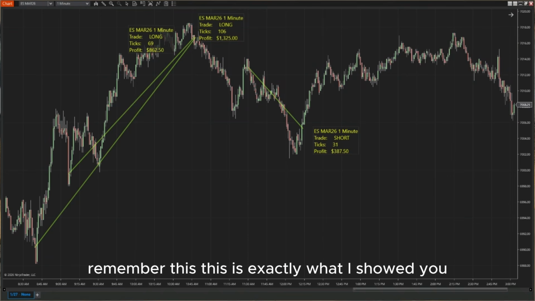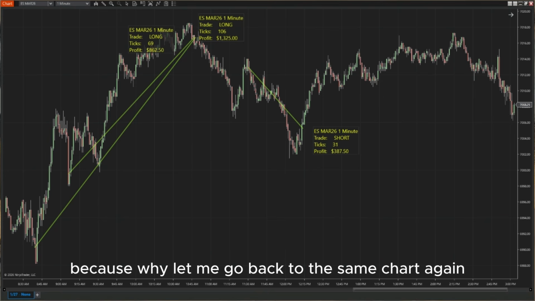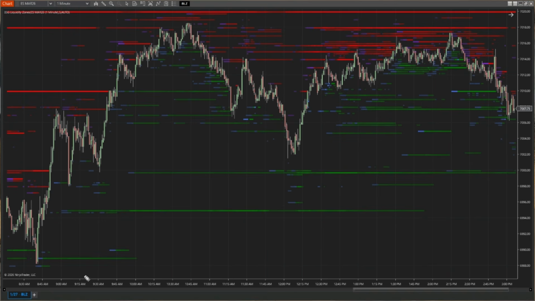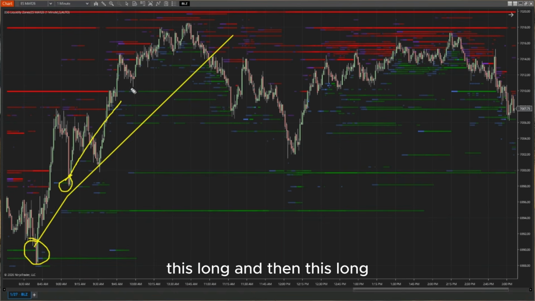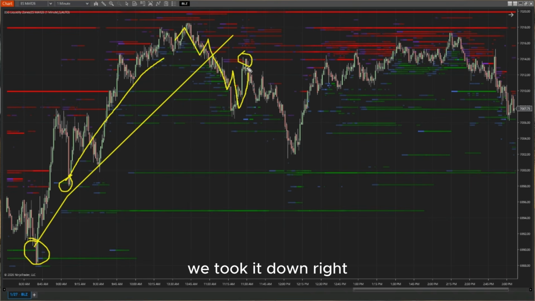Remember this? This is exactly what I showed you to find the liquidity right here, long, short. Because why? Let me go back to the same chart again. This is where we took it. So right here, this long, and then this long, and the moment we saw this liquidity sweep, we took it down, right?